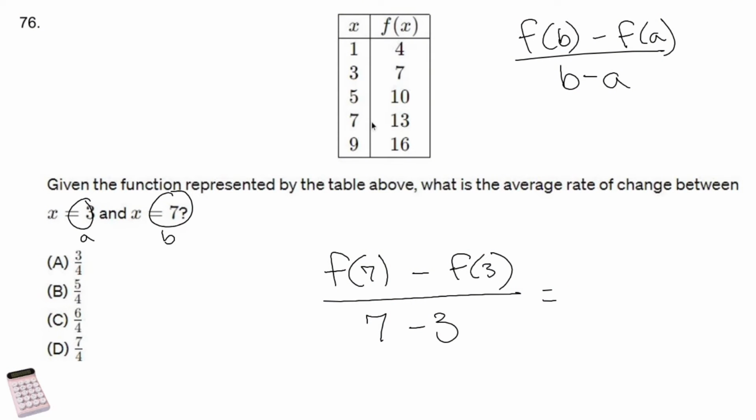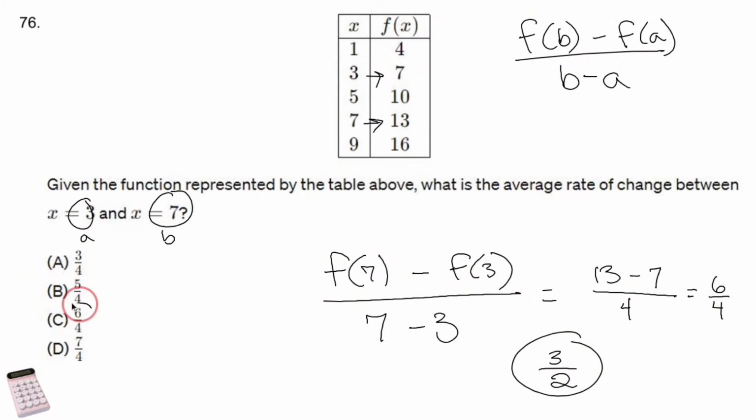F of 7 is 13. F of 3 is 7. 7 minus 3 is 4. 13 minus 7 is 6. And 6 over 4 simplifies to 3 over 2, which I didn't even have to do because 6 over 4 was an option. Interesting. I wonder why.